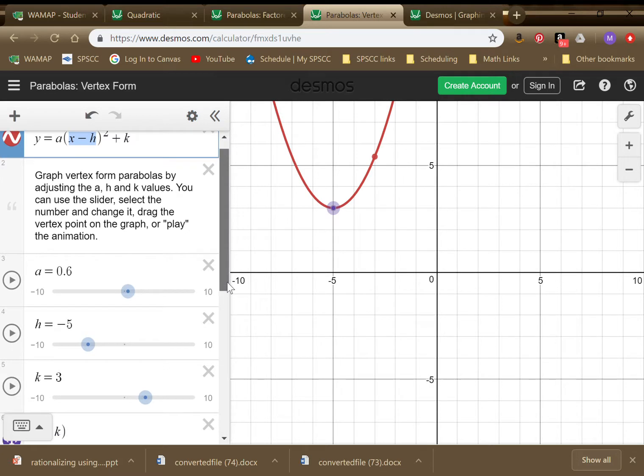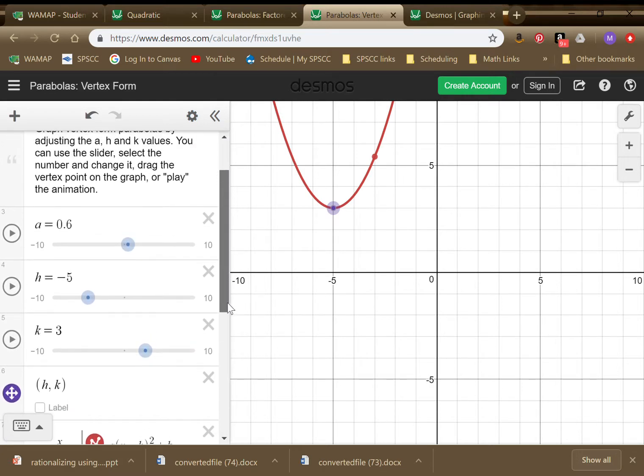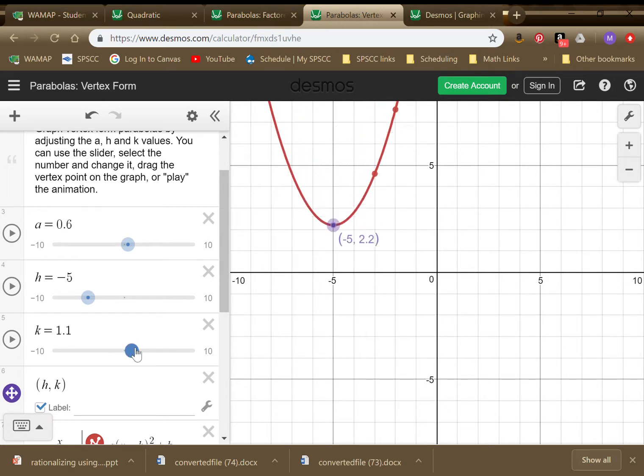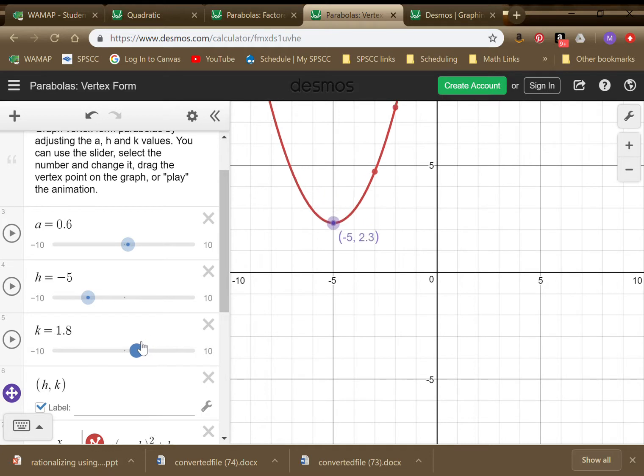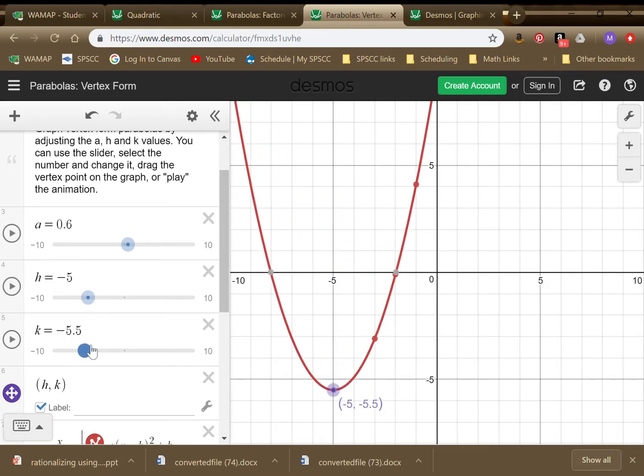For k, what's hiding at the very bottom? There it is. Ooh, we could turn on the label. I like it. For k, if we start playing with just k, notice all that does is move the graph up and down. So it's similar to the c in standard form, but it's not telling us where the y-intercept is. It does shift us up or down, but it's telling us the y-coordinate of the vertex.